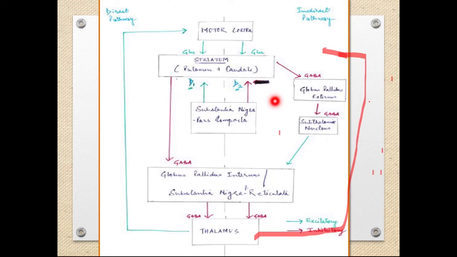Okay. In the next class, we will cover the functions and pathology, as well as the different loops. In some books they have given a caudate loop and a putamen loop. Once you are done with these connections, we will cover those loops too. It will become much easier. Okay, that's all.